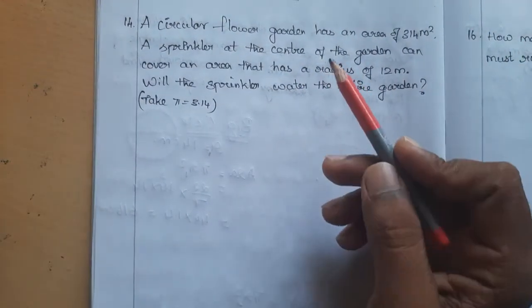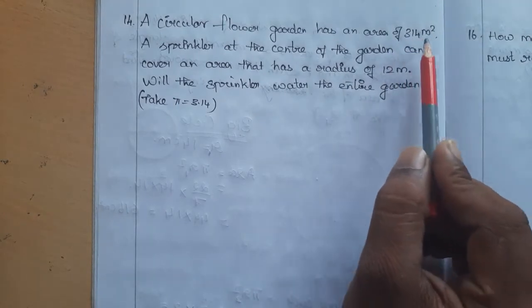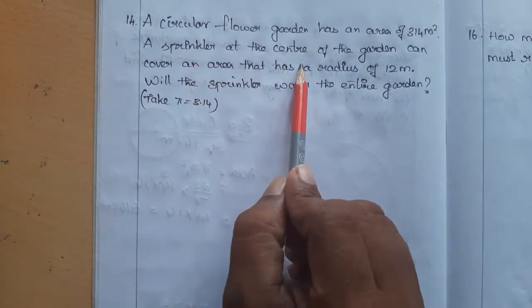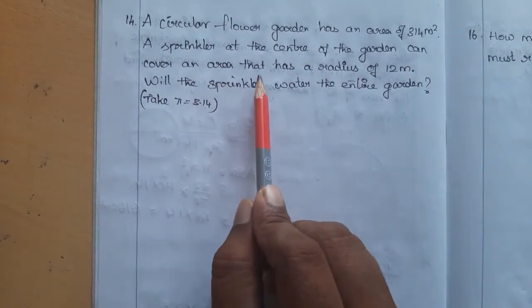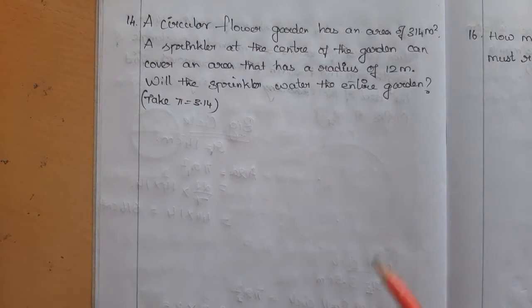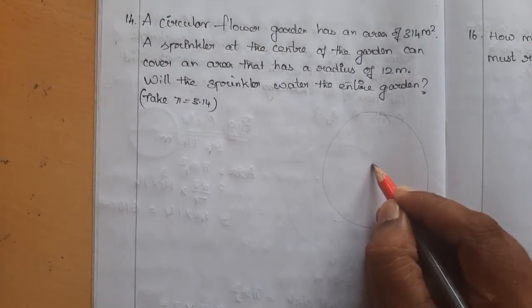Here we go for the next problem. A circular flower garden has an area of 314 meters square. A sprinkler at the center of the garden can cover an area that has a radius of 12 meters. So some circular garden is there. Consider a circular garden, and somewhere there is a sprinkler.